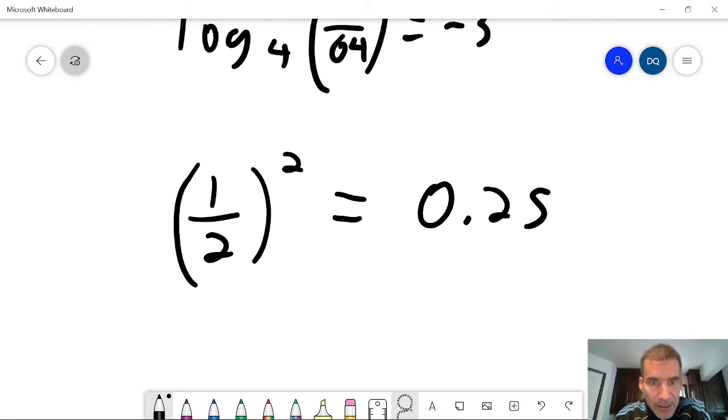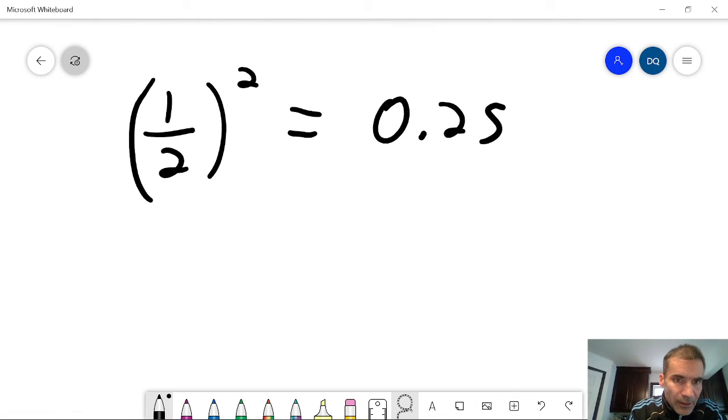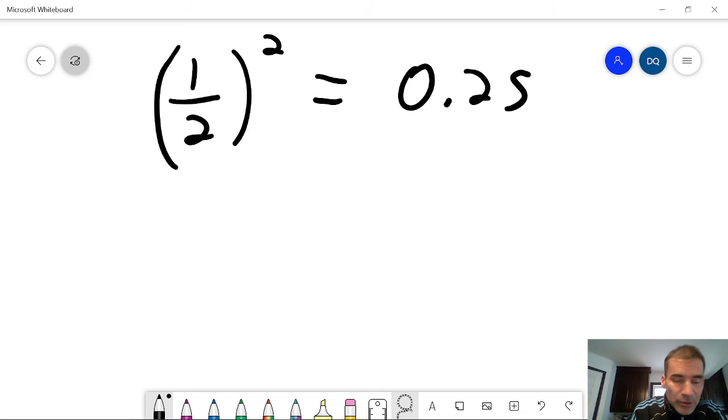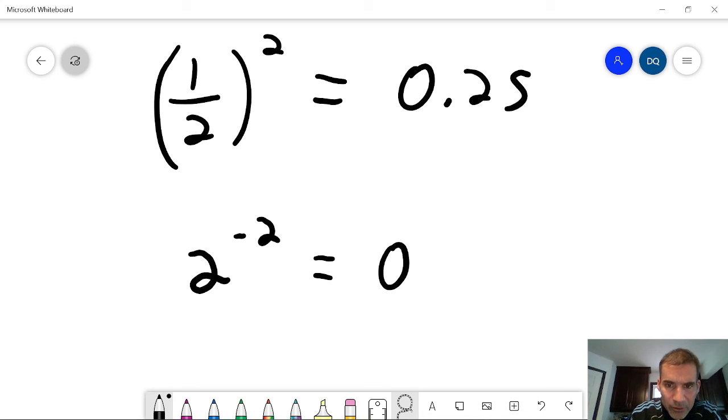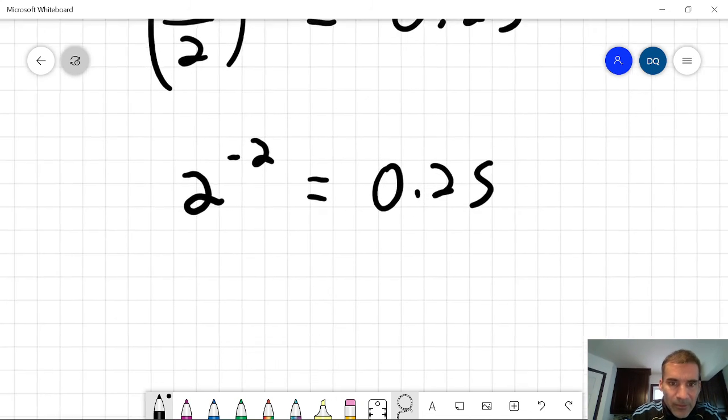Let's rewrite this in its log form. The base of this, I could say the base of it is a half, but let's just do a little bit of manipulation using exponent rules first. 1/2 to the 2 is the same as 2 to the negative 2. The negative exponent turns the base into a fraction. 2 to the negative 2 is the same as 1/2 to the 2. So 2 to the negative 2 is 0.25.